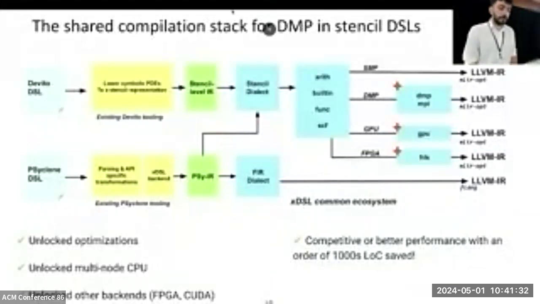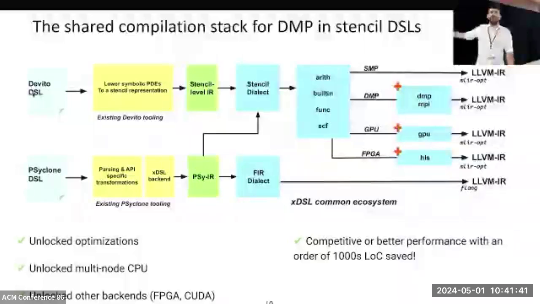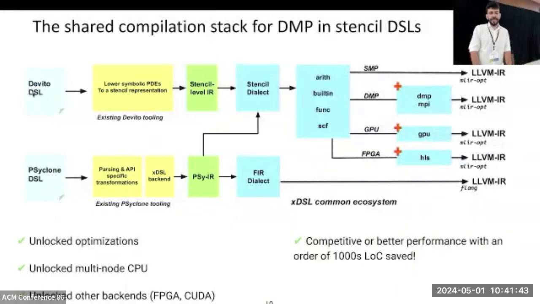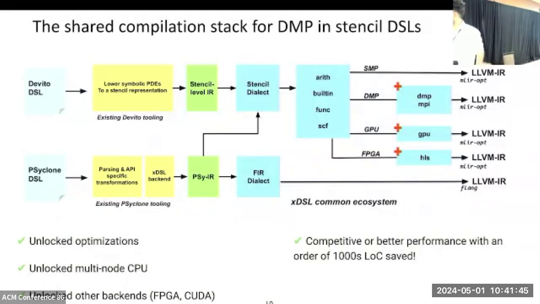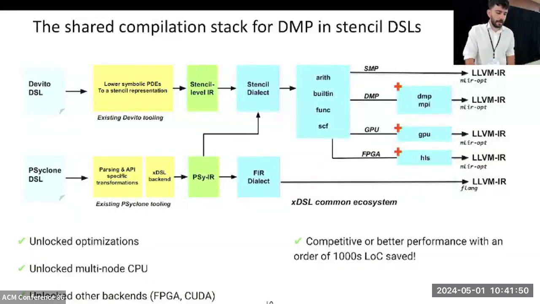And this helped to go from a whole pipeline going from symbolic mathematical abstractions, so that the users, mathematicians, physicists just describe the partial differential equations in symbolic notation and get out of the box lowerings to lots of targets to unlock optimizations and multi-node CPU as well and new targets. Of course, performance is not there yet for all the targets, but we're working on it.